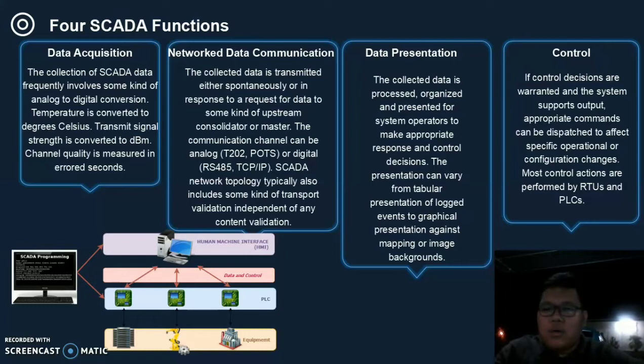The last one is control. If control decisions are warranted and the system supports output, appropriate commands can be dispatched to effect specific operational or configuration changes. Most control actions are performed by RTUs and PLCs.